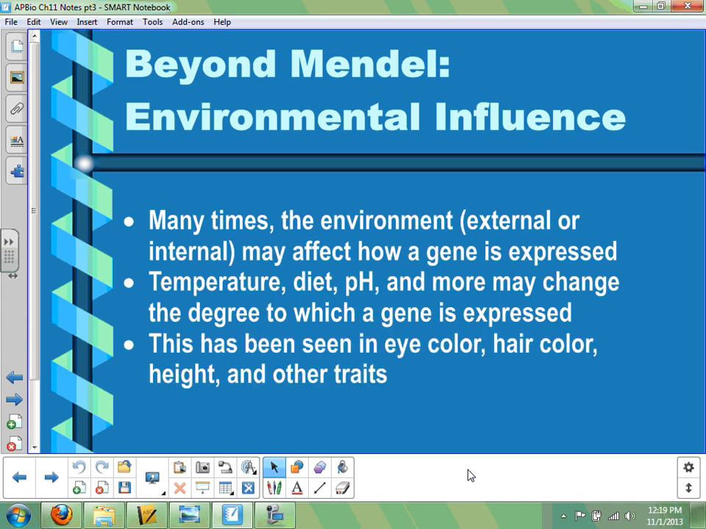In humans, we see this with our eye color, we see it with our hair color, height. You know, at the most basic level, you can even think of your skin color, whether or not you're tanning, as being a bit of influence from the environment. And I think in the future, we're going to see even more relating environment to how our genes are expressed.